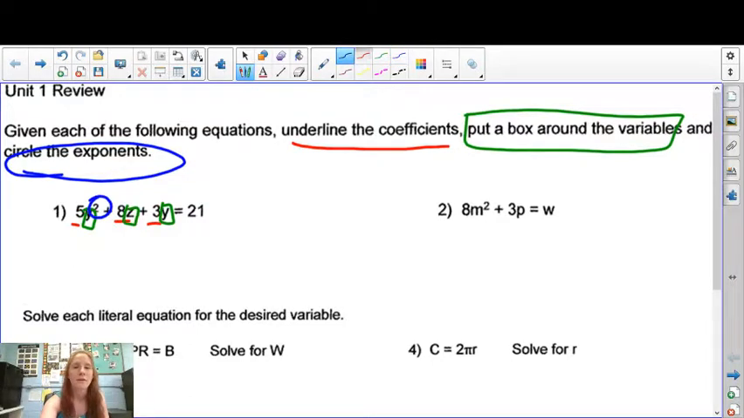All right. So we're going to go ahead and underline our coefficients in number 2. So that gives me an 8 and a 3. We're going to put a box around the variables, so M, P, and W. And we're going to circle our exponents of 2.